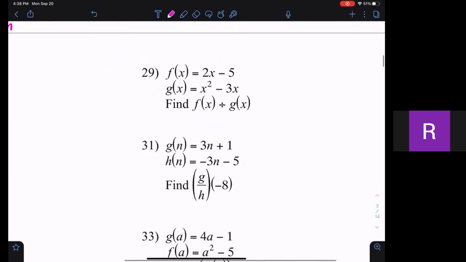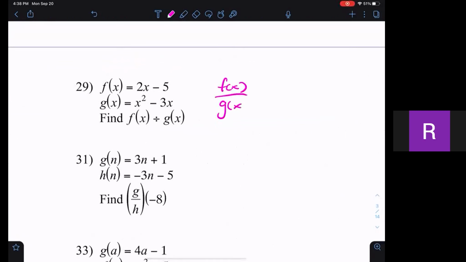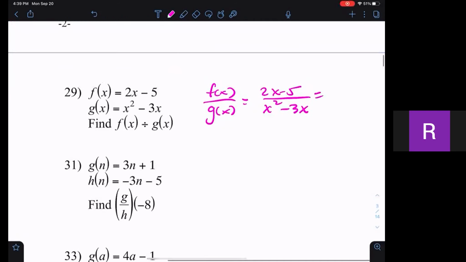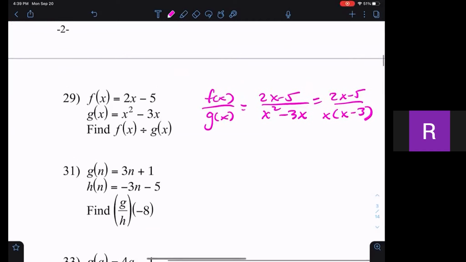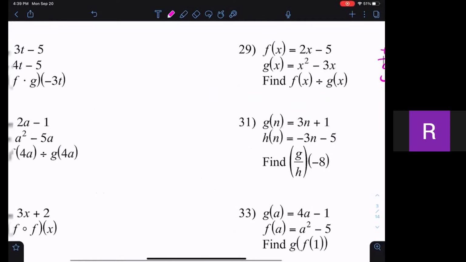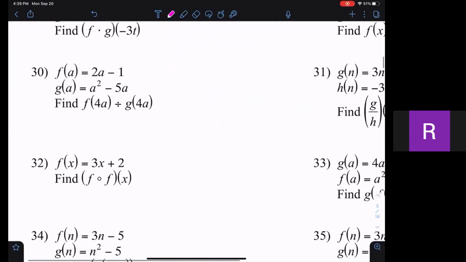Here I have f of x over g of x, right? So what is f of x? 2x minus 5. And g of x is what? X squared minus 3x, right? So here I have 2x minus 5. Here I have x minus 3. Well, there's nothing much I can do about here, right? Yeah, that's it. You can play around with this one.